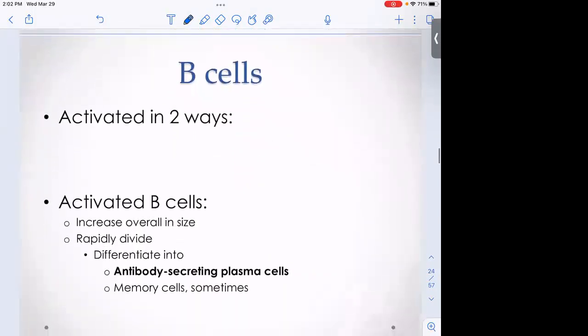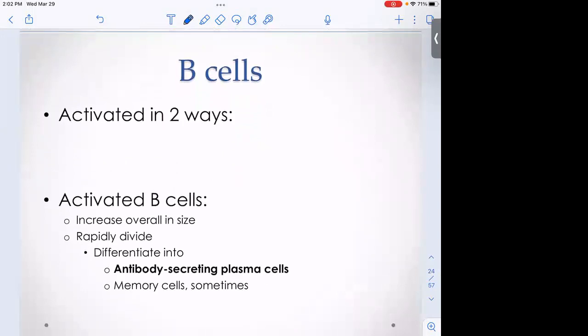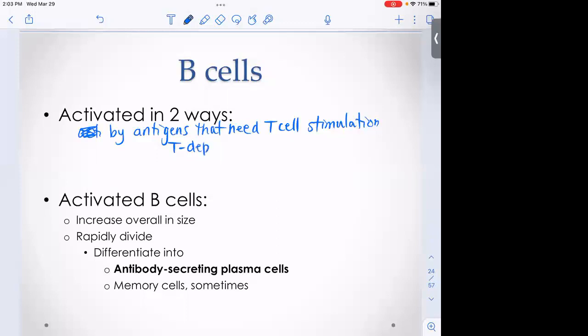Okay, so a little bit more about B cells, and then we're gonna move on to something else and then come back to them. When they get activated, well, we'll come to that in a minute. They get activated in 2 different ways. Sometimes they're going to be activated by antigens that need T cell stimulation. So we call these T-dependent antigens.